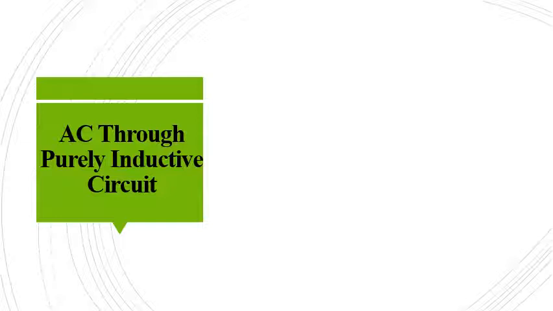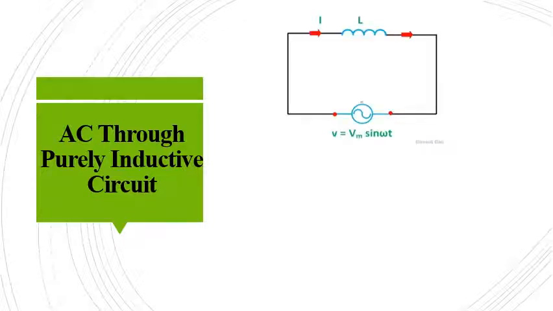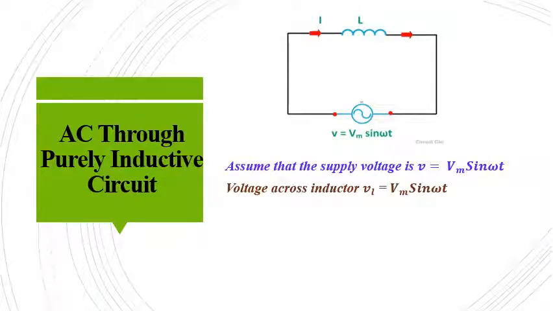Next, we can see what will happen when we pass an AC to a purely inductive circuit. So consider the given circuit. Here the value of inductance is denoted as L. Assume that we are giving a voltage which is denoted as V equal to Vm sin omega t. As a result, a current I passes through this inductor.